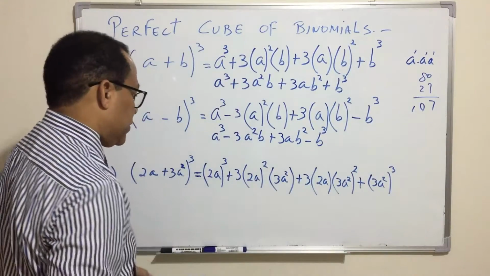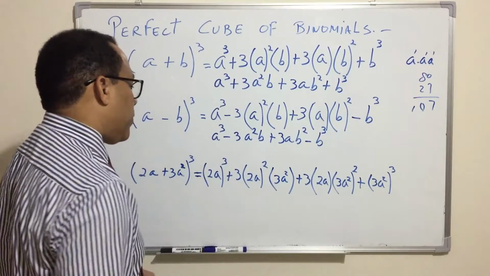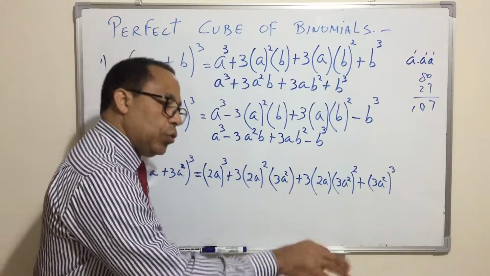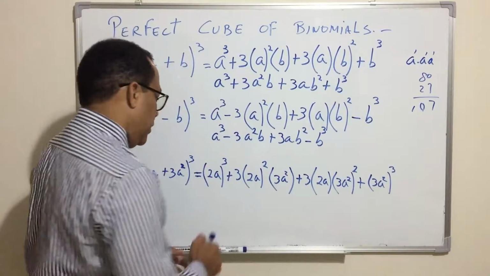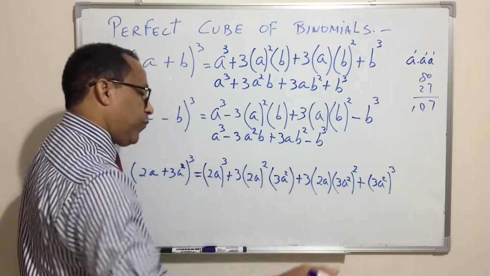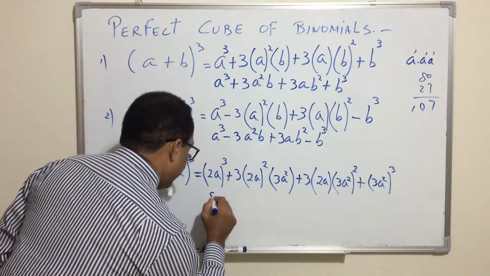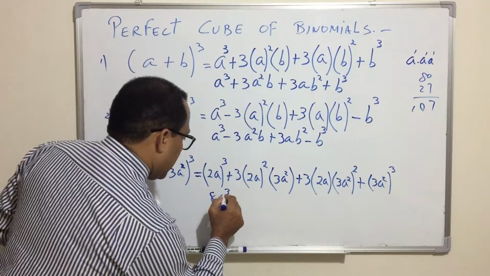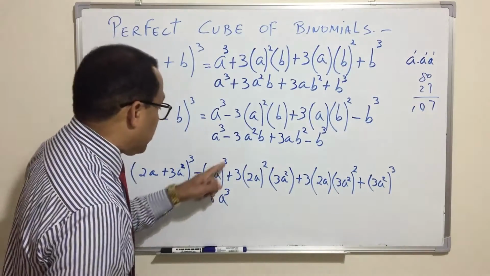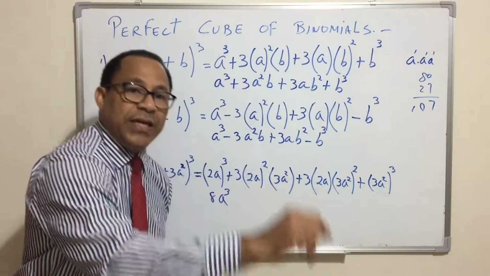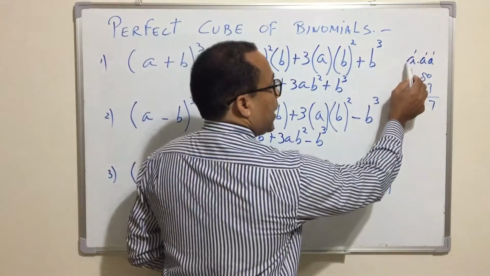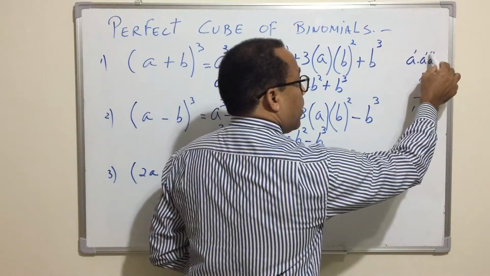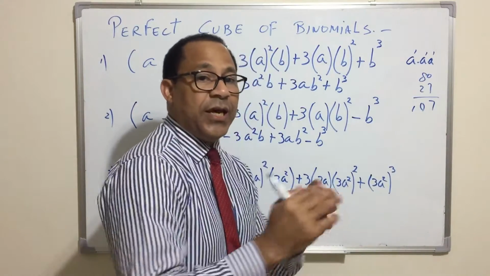Let's solve the powers. 2a to the third power means 2a times 2a times 2a, which is 2 times 2 times 2, which is 8. 2 times 2, 4, 4 times 2 is 8. A to the third power. Why to the third power? Because a to the third means a times a times a. And when you multiply a times a times a, remember you add the powers. 1 plus 1 plus 1 is 3. So it's a to the third power.